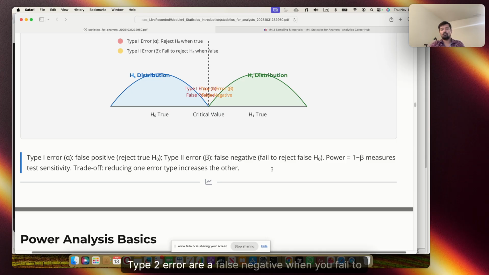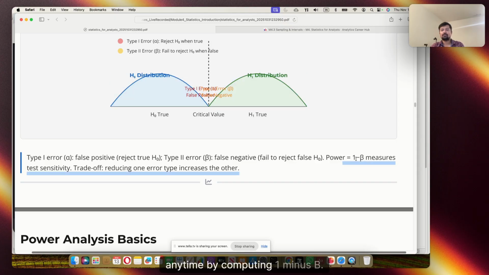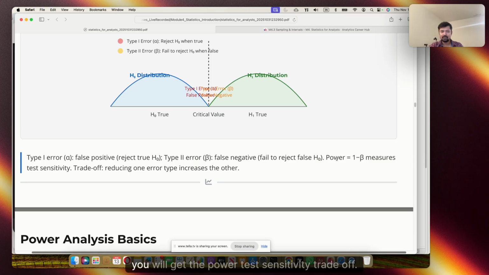Type 2 error is a false negative, when you fail to reject the null hypothesis. Power you can compute for the data anytime by computing 1 minus beta, that is 1 minus type 2 error. Whenever you do 1 minus type 2 error, you will get the power.